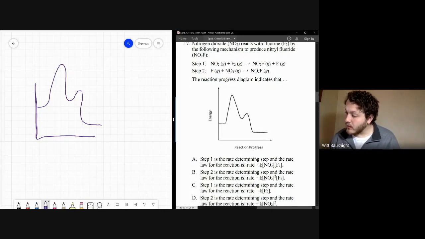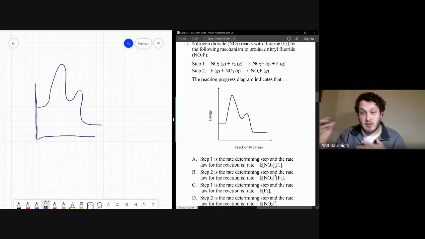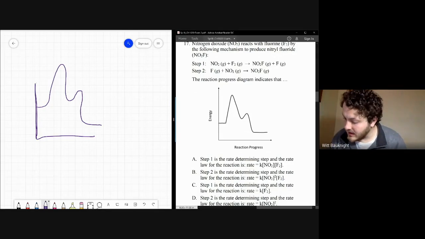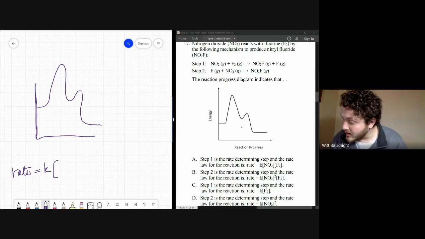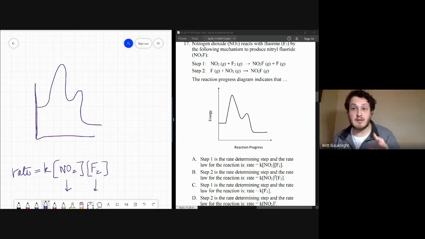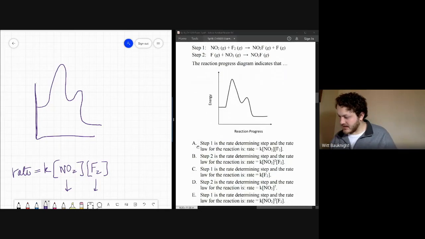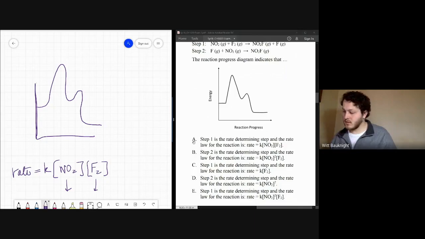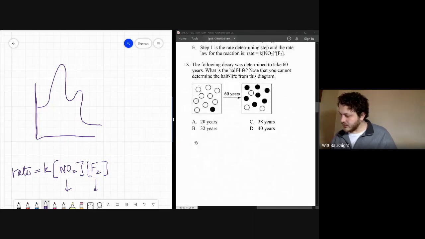So if we base the rate law on the rate determining step, we get that the rate is equal to K times the concentration of NO2 and F2. And this is okay because both of these are true reactants and not intermediates. So we don't need to change anything, and that is why the answer to this is A. Cool. So let's do 18.